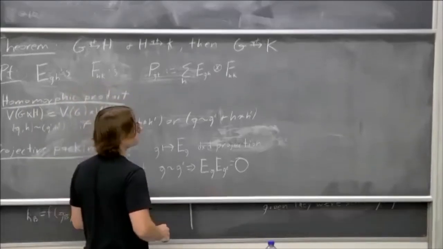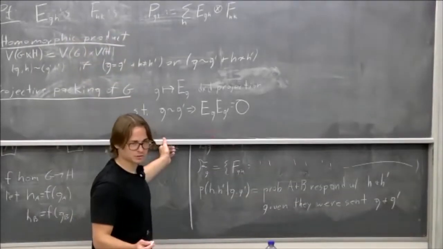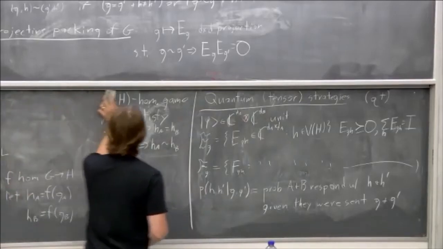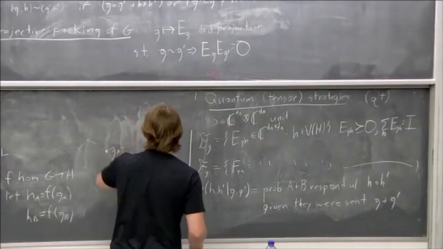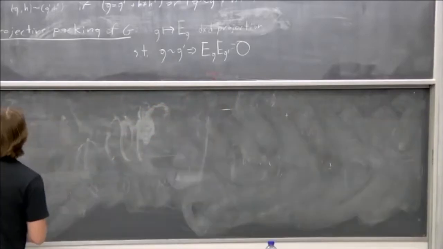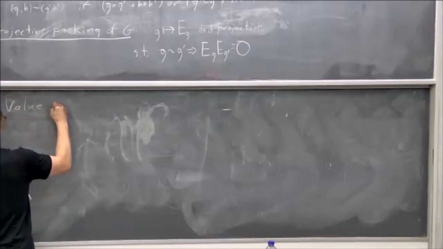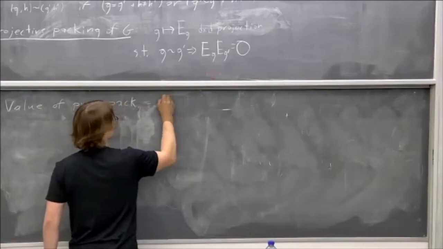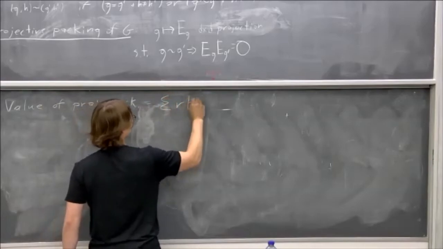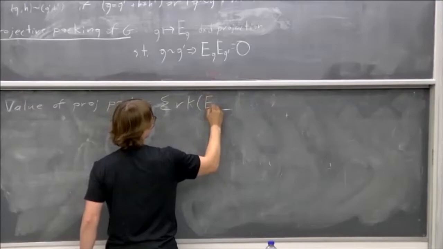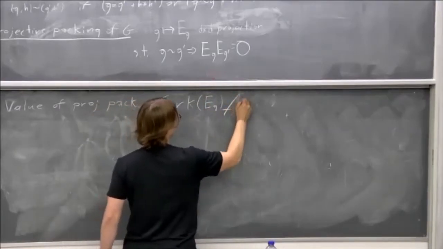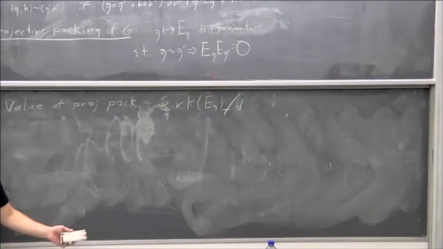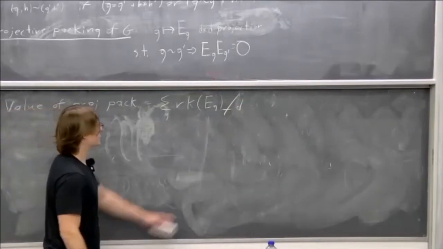And so I guess I only have, am I supposed to finish 5 minutes early? Then I will define the value of a projective packing. And that's going to be the thing that we want to maximize. So the value of a projective packing is just the sum of the ranks of all the projections, but I should divide it by the dimension that they live in, right? Otherwise, I can just assign them all identity and get arbitrarily big rank, right? So I need to normalize it.